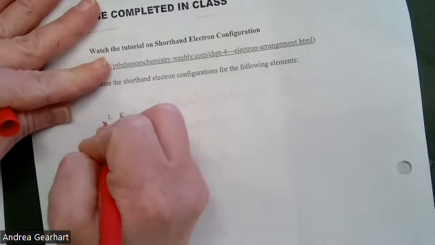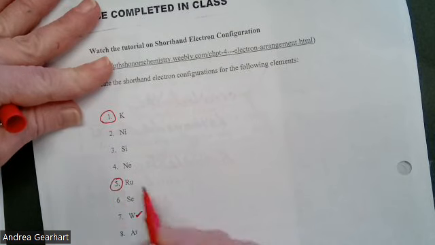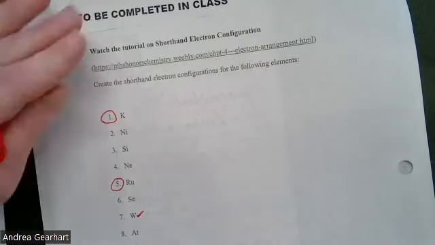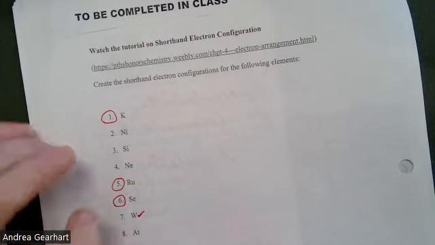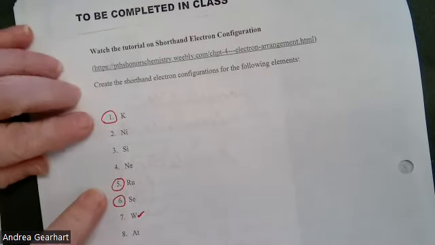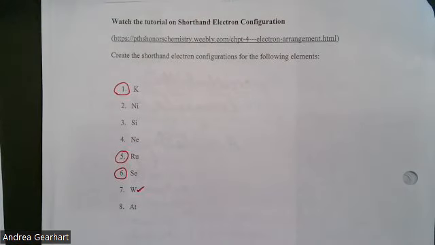Okay, let's do potassium. And how about ruthenium? And we will do, how about also selenium? Okay, can we just do the shorthand notation for those 3, please? Just those 3. Thank you, Nathan, for choosing that. And please ask me anything that you need.